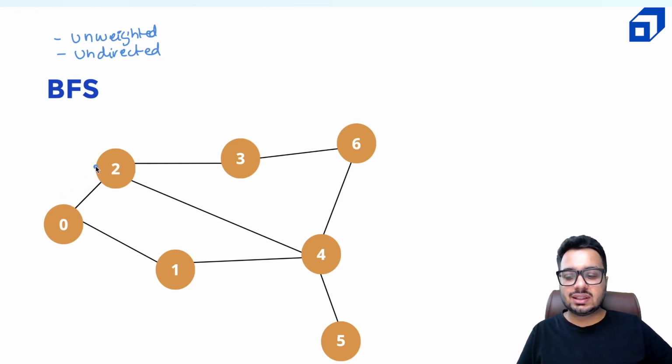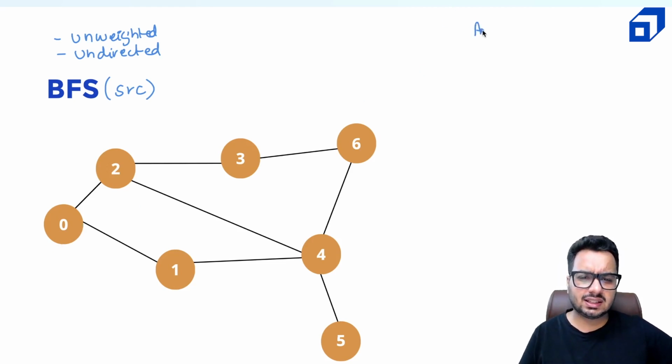Now in this algorithm, what is the input? The input is a source vertex. That means you are given a starting point. From that point, you have to traverse the whole graph. The starting point could be 0, it could be 3, it could be 6, it could be any node. Just to keep things simple, I'm going to take 0 as my starting point, right? And let me also draw the adjacency list that could possibly be the input for this algorithm.